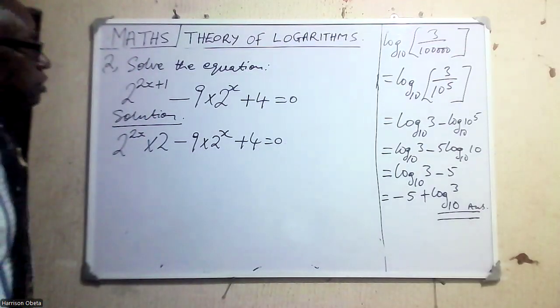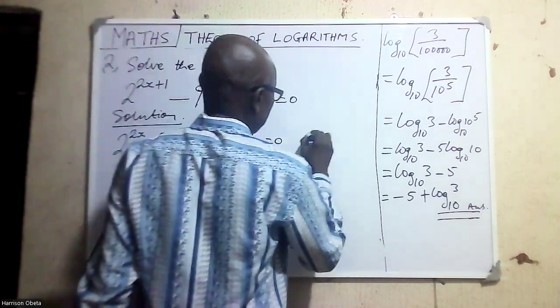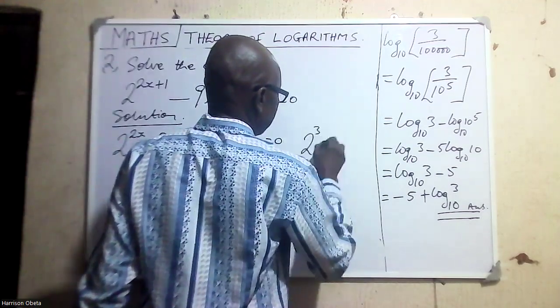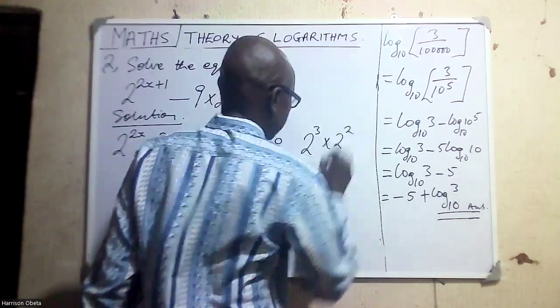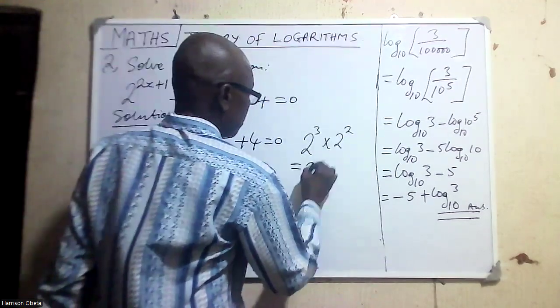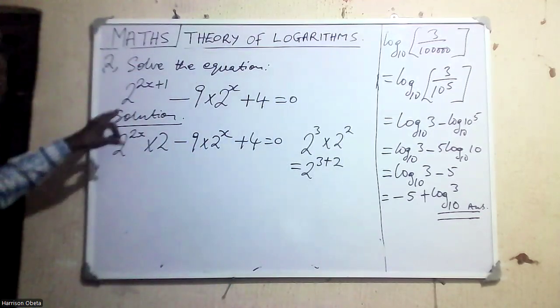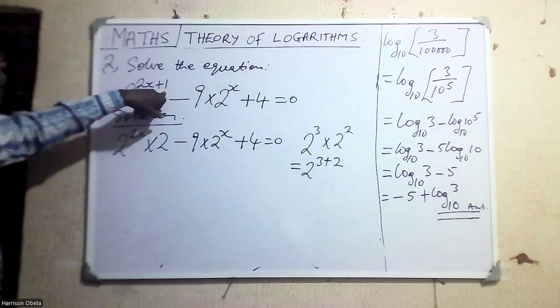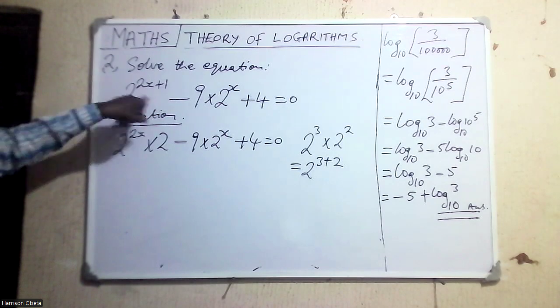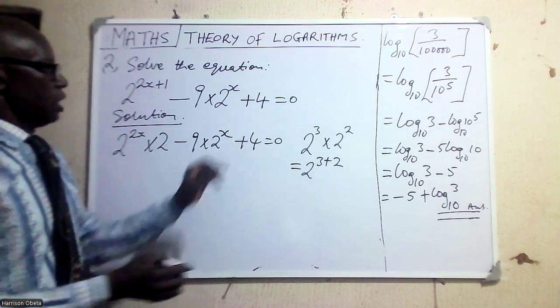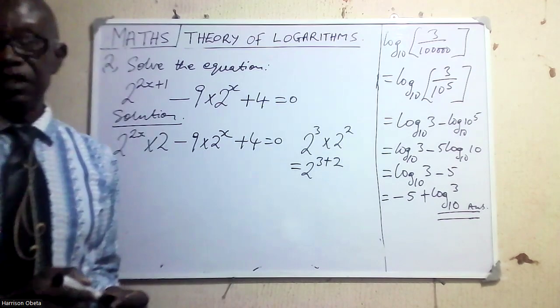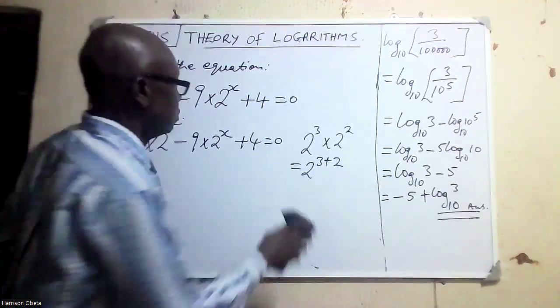So what I mean is that if you have 2 raised to power 3 times 2 raised to power 2, for instance, it's supposed to be 2 raised to power 3 plus 2. So addition of the powers means that we have to multiply this by another 2. And that is what I have explained. So we'll move on.